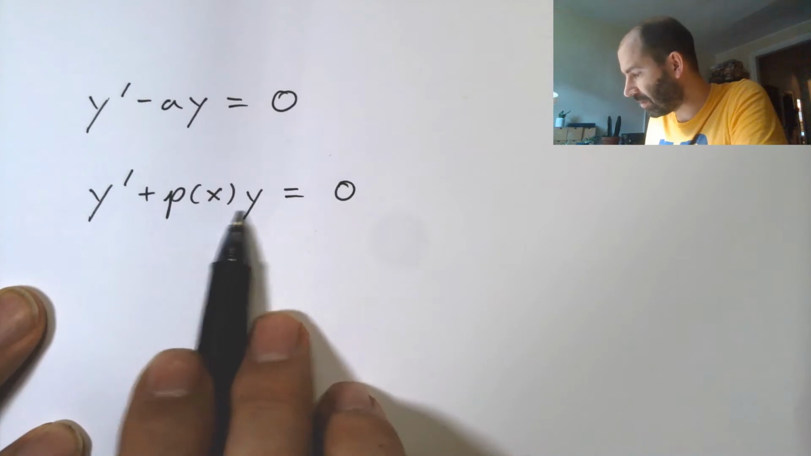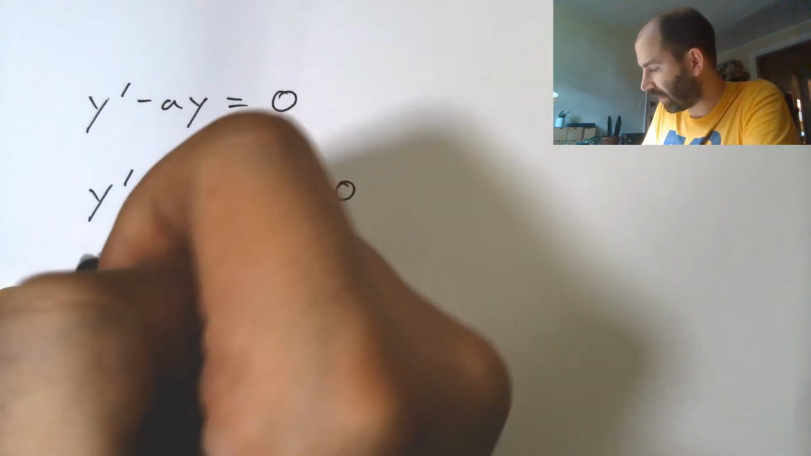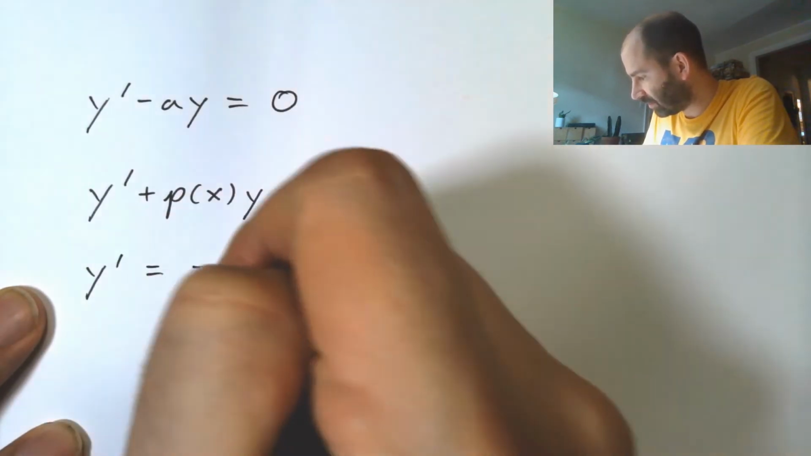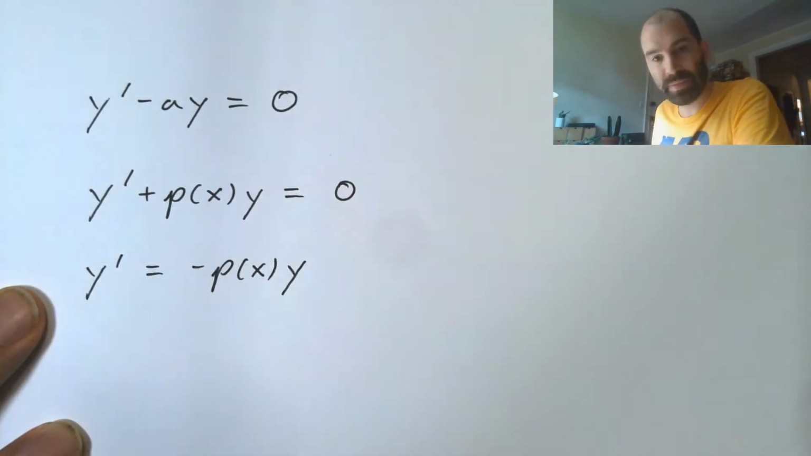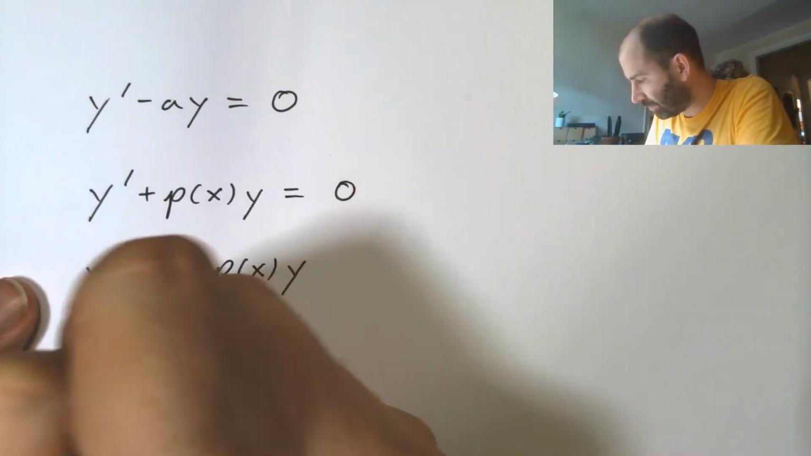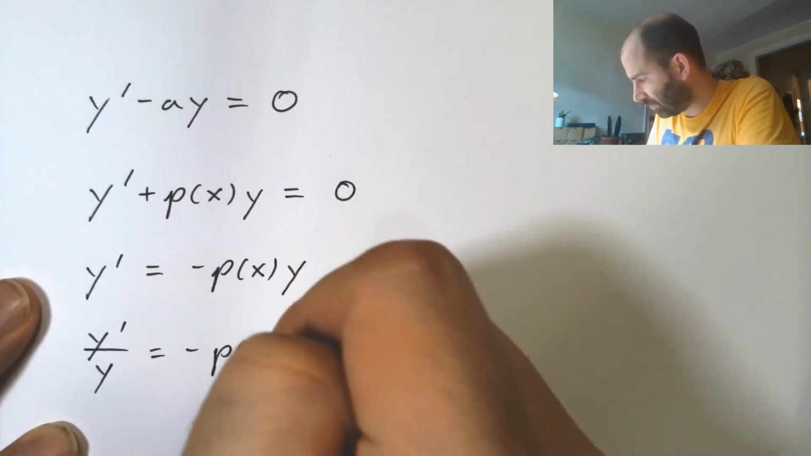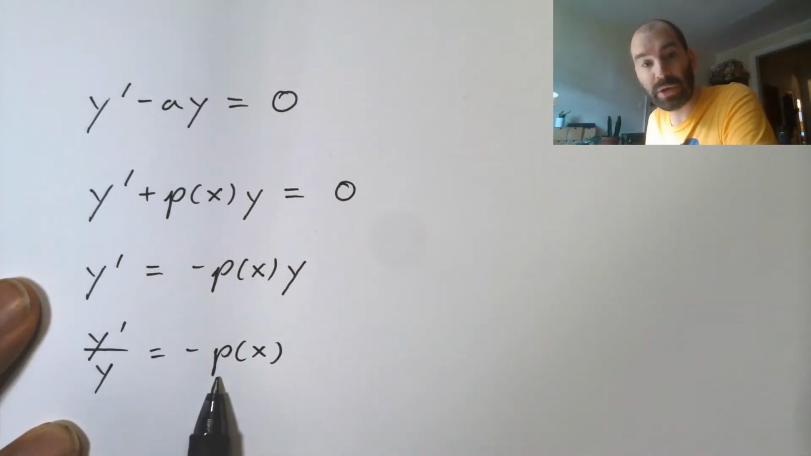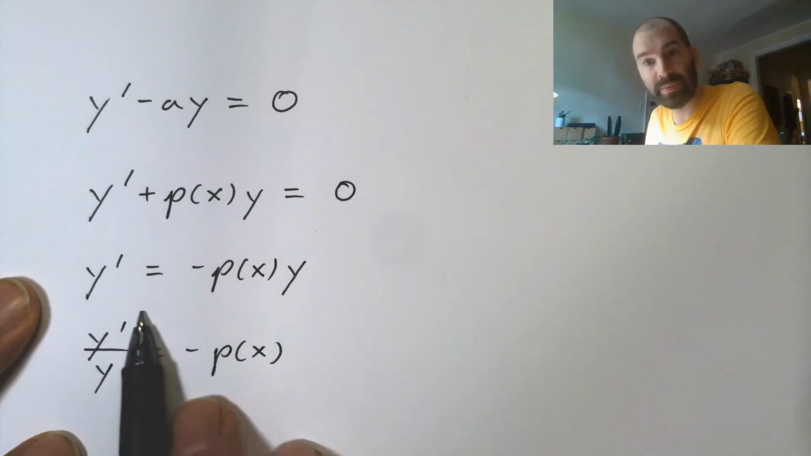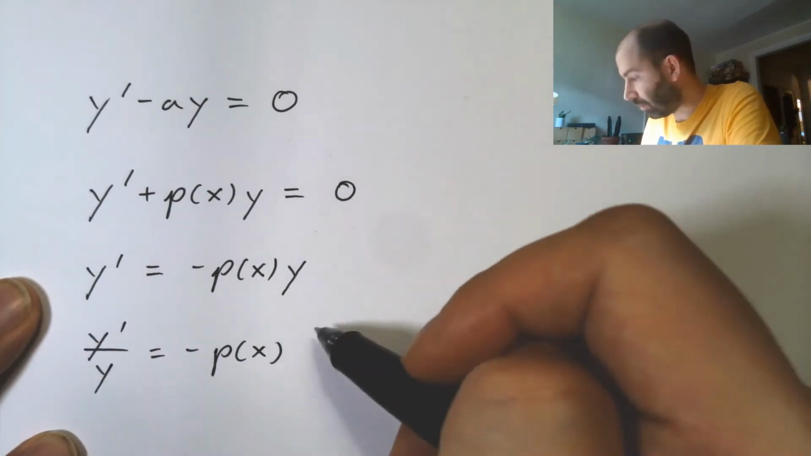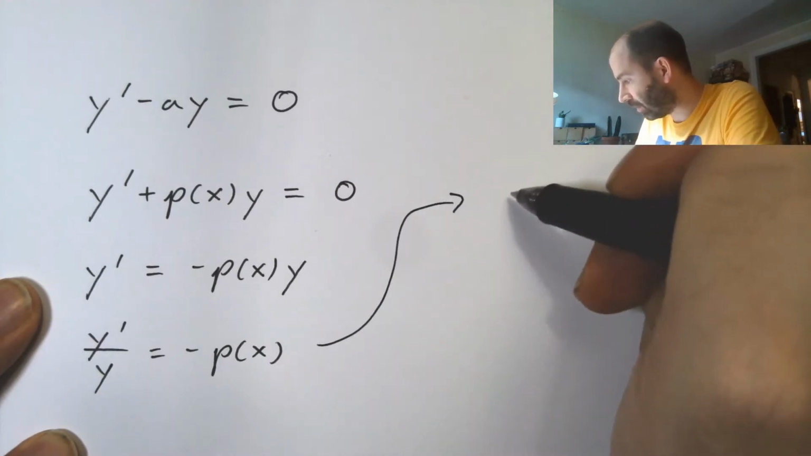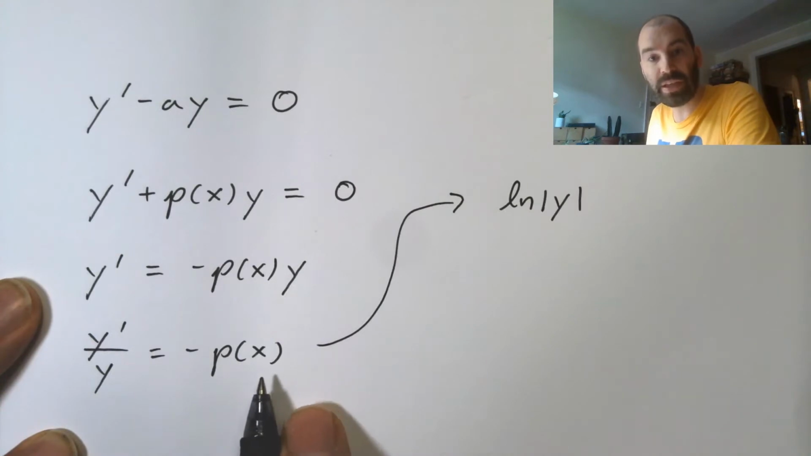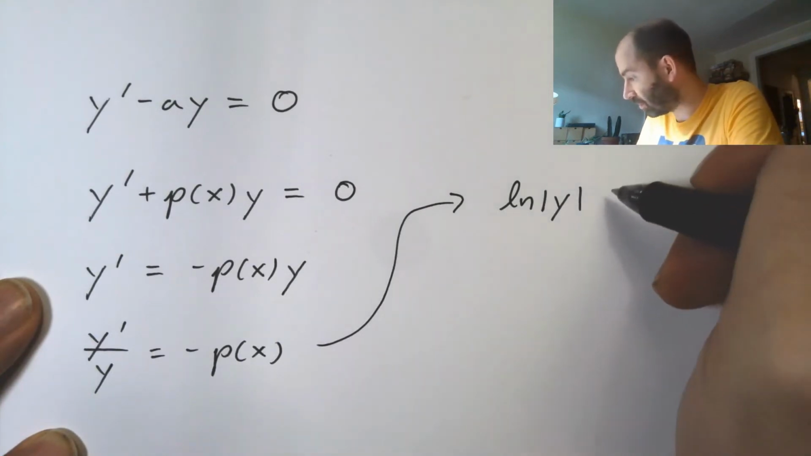We isolated the y's on one side. So I'm going to subtract p of x times y from both sides. Divide both sides by y. Right? And then what do we do? We anti-differentiate. And if you recall from the other video, what we get over here is the log of absolute value y. So let's pull that up here. When I anti-differentiate this, well, I'm just going to have the antiderivative. So let me just write that down.